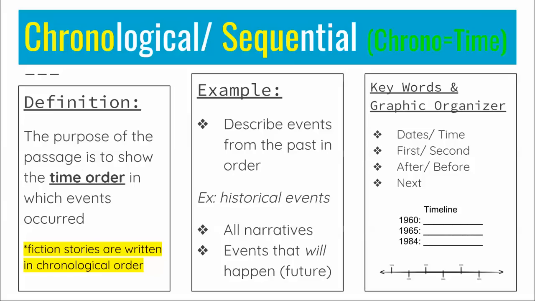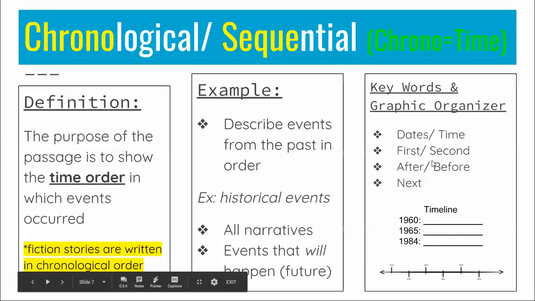from the past in order. Example: historical events, all narratives, and events that will happen in the future. Many history passages are written in chronological order, like in a history book, because that's chronological order.